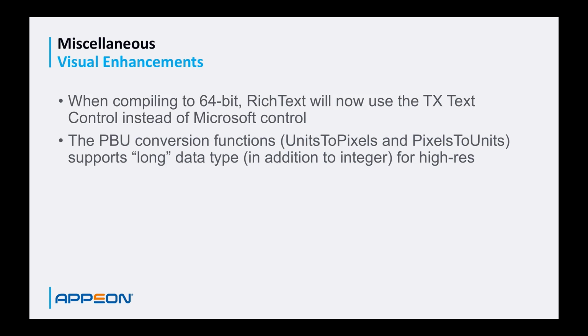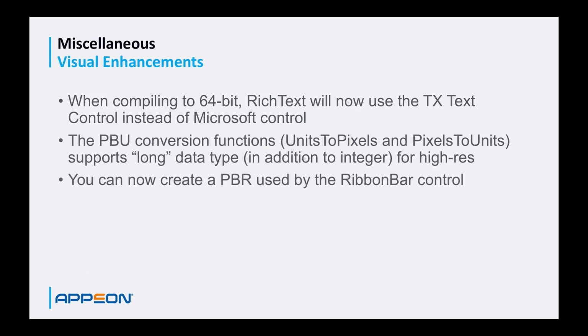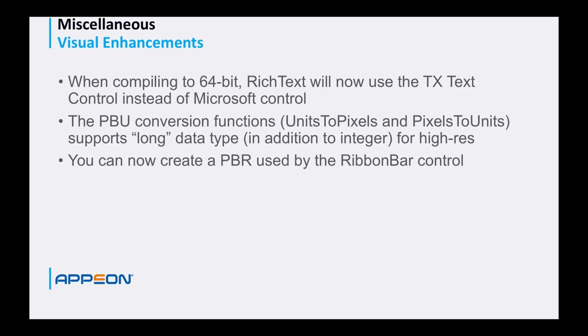Now, with PBU, when you're doing conversion from units to pixels or pixels to units, in the past it was an integer data type, and now we support long in addition to integer. And this is really important for modern day computers. They're high resolution, 4K, 5K, and that's a ton of pixels, which exceeds the value of an integer. So you need a long data type for that. Also, if you've started using the ribbon control that we introduced in PowerBuilder 2019 R2, in R3 we have enhanced it so that you can put your images and other resource files inside of a PBR.